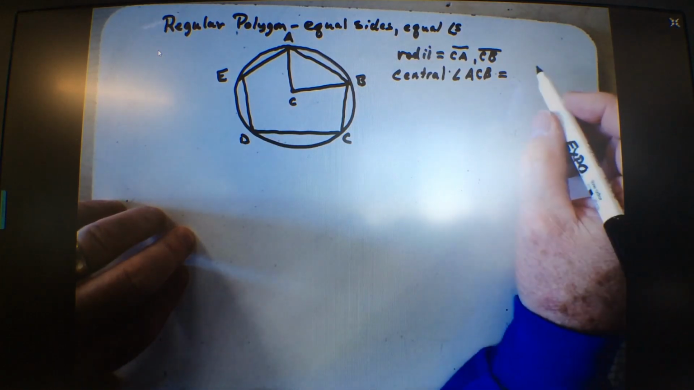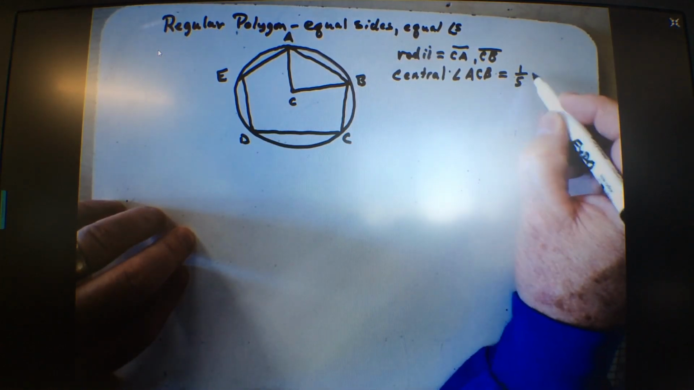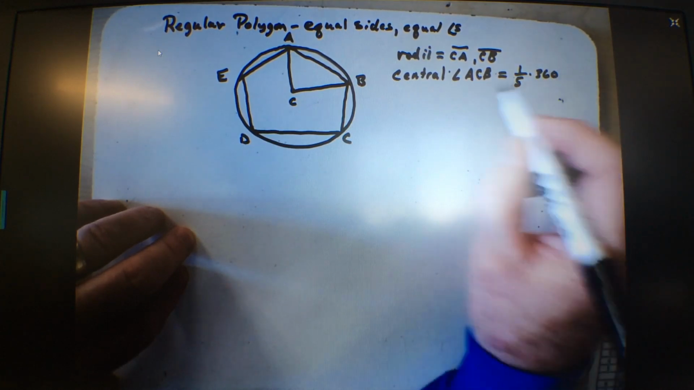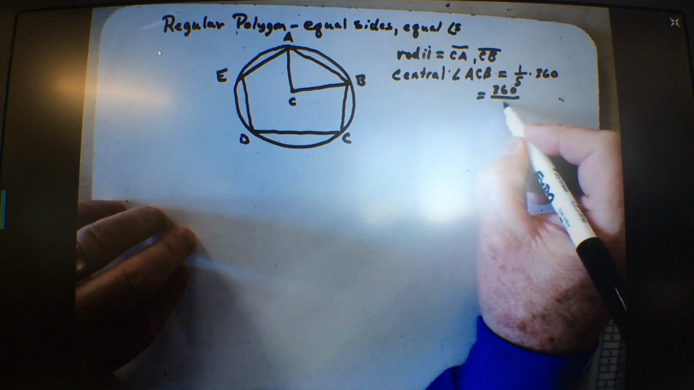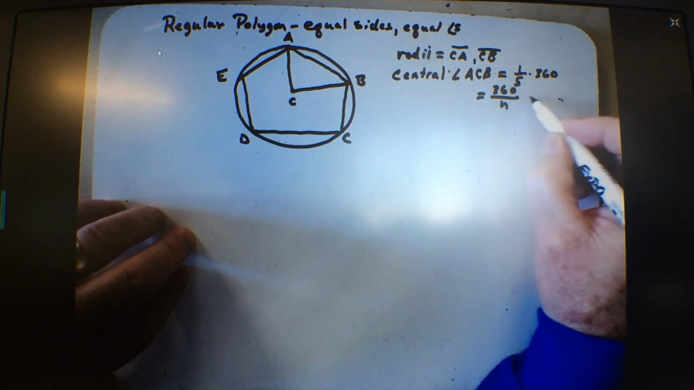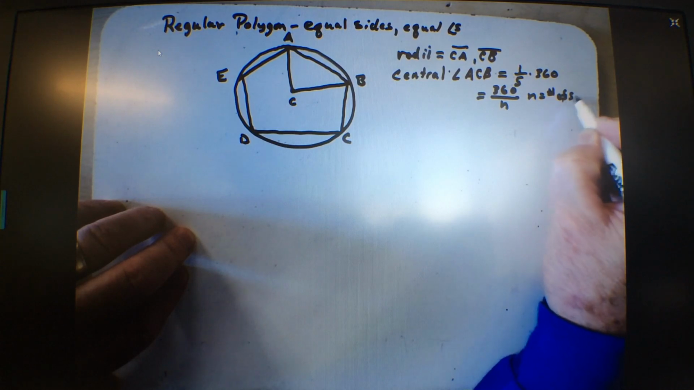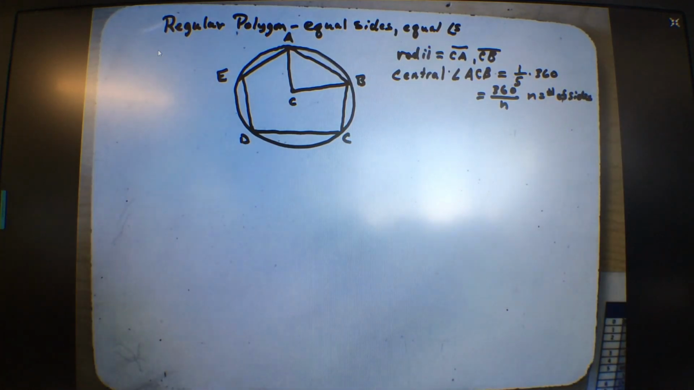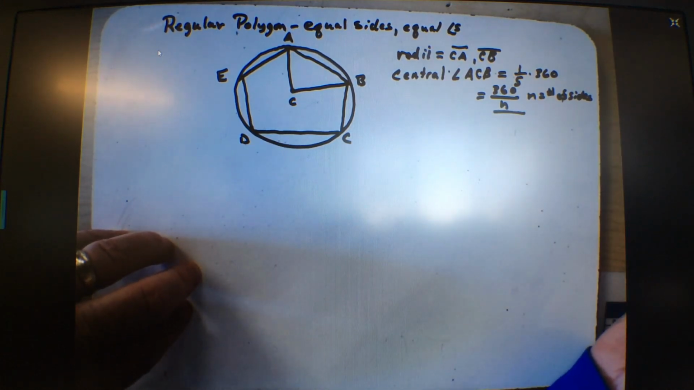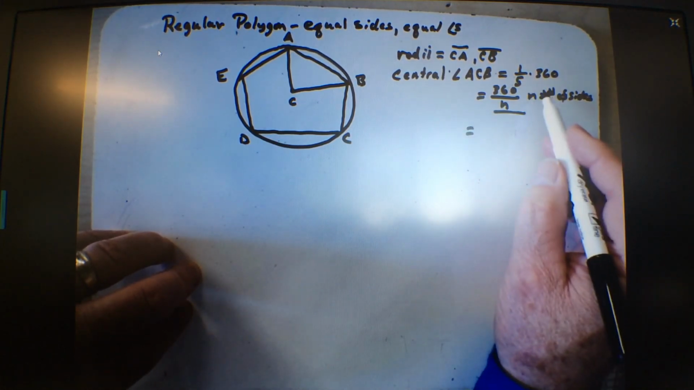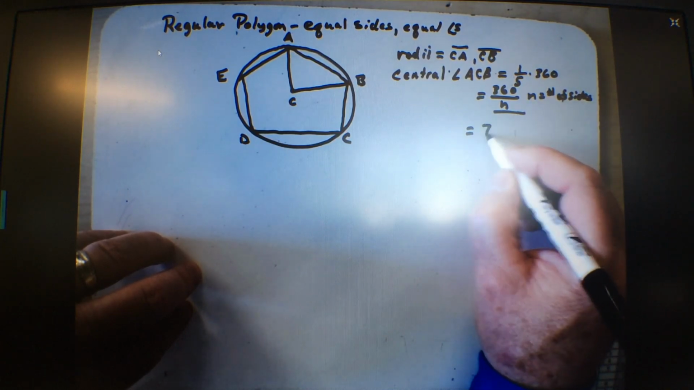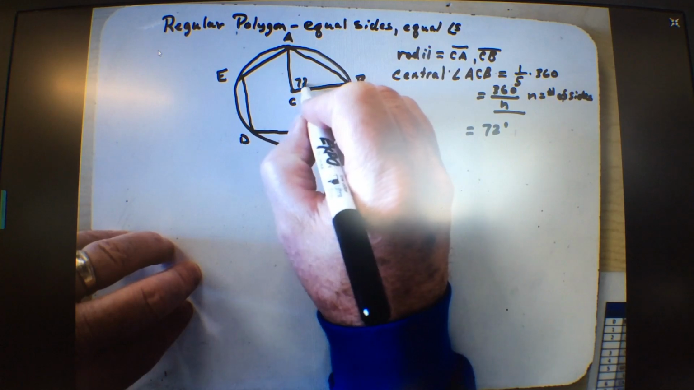360. Okay, did you hear her? She said 1/5 of 360. Of means multiply, right? So basically it is 360 divided by n, where n is the number of sides, right? Yeah. So any regular polygon I could do this. If I switch to a hexagon, it'd be 360 divided by 6. If I switch to an octagon, it'd be 360 divided by 8. So this tells me how big that central angle is. In this case, 360 divided by 5 is what? 72. So this angle here is 72 degrees. Do you understand that?